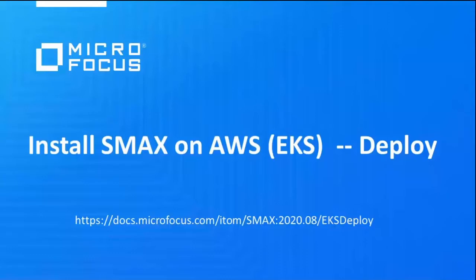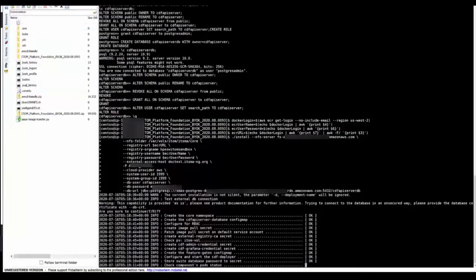In this video, we'll show you how to deploy SMA on AWS with EKS using the installation portal. Please note that this video only contains brief steps. More configurations may be needed depending on your own environment. Run the commands from the SMA Help Center to deploy the Bootstrap.